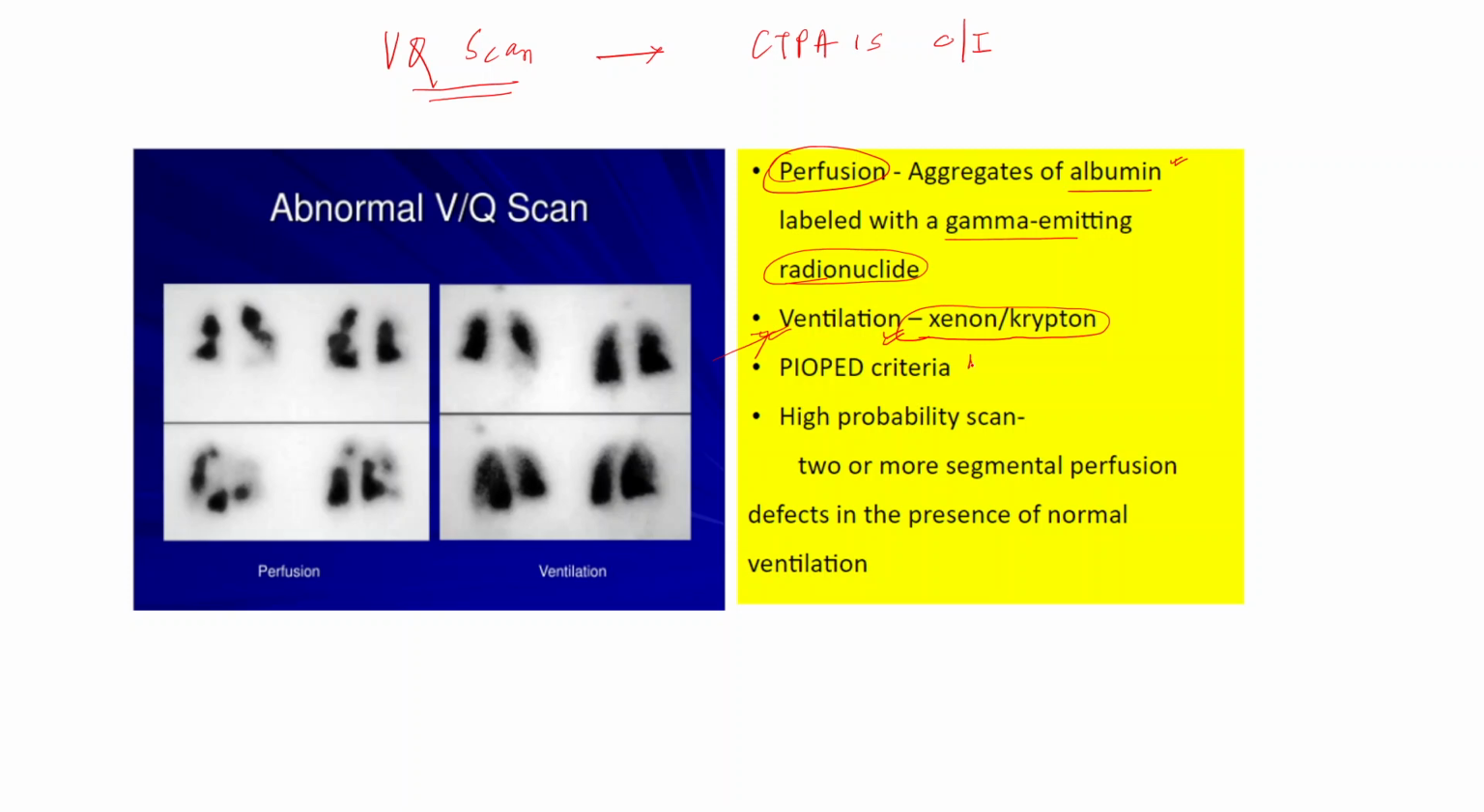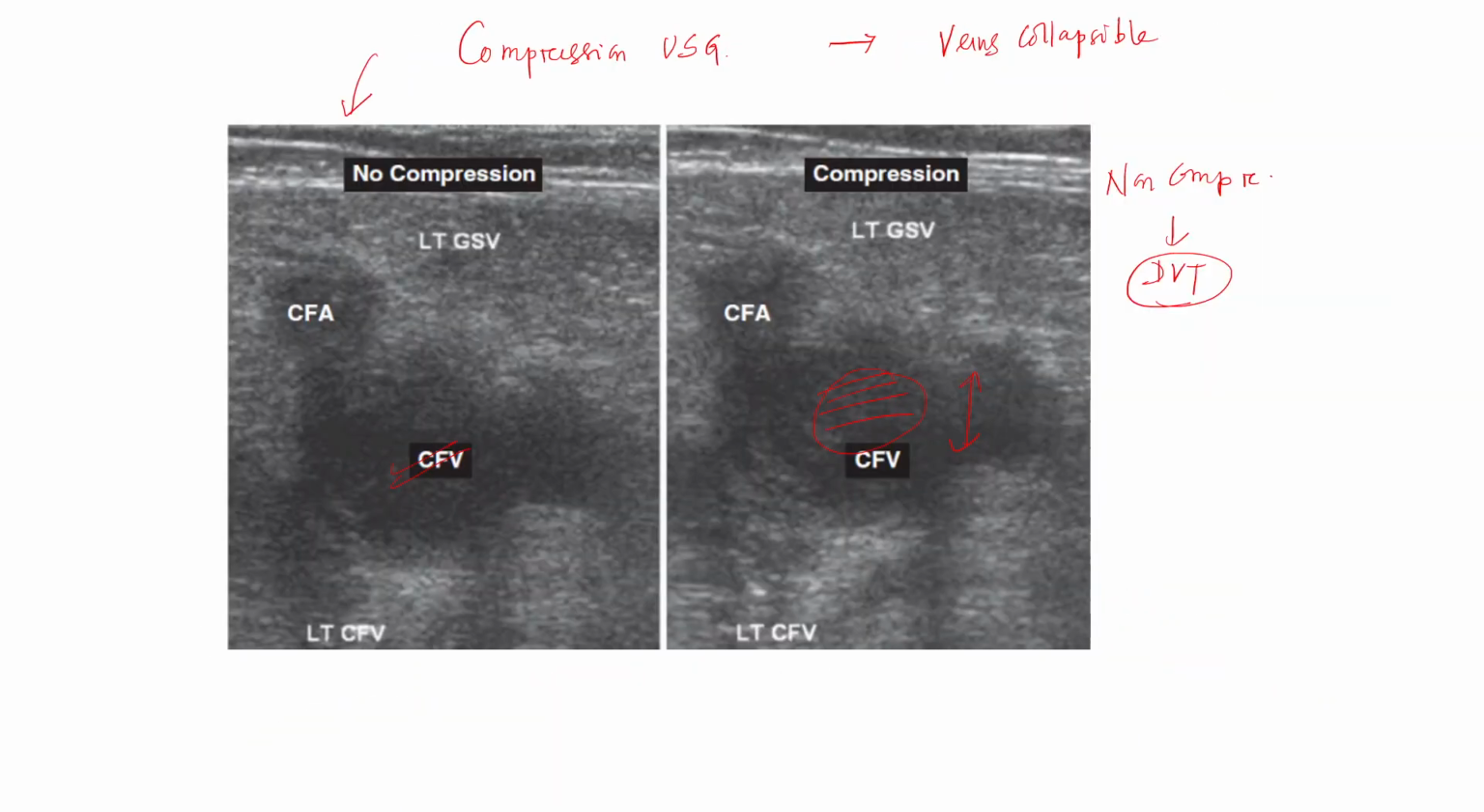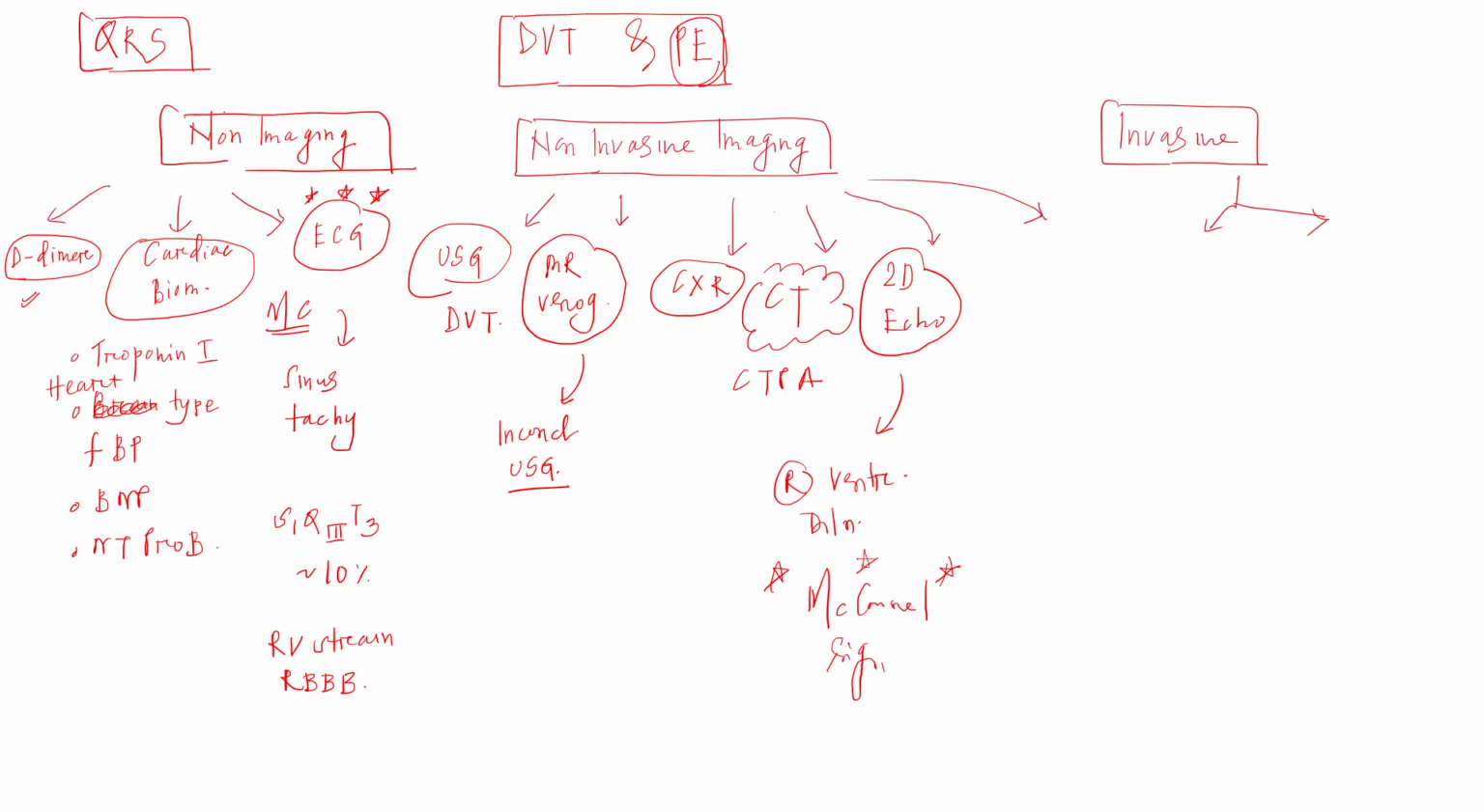This is assessed by a criteria known as PIOPED criteria, but it's not important. There is something called a high probability scan. What is the definition of a high probability scan? Two or more segmental perfusion defects in the presence of normal ventilation. Two or more segmental, this is important. That means there is a high chance that there is a pulmonary embolism. Okay, so this is VQ scan.